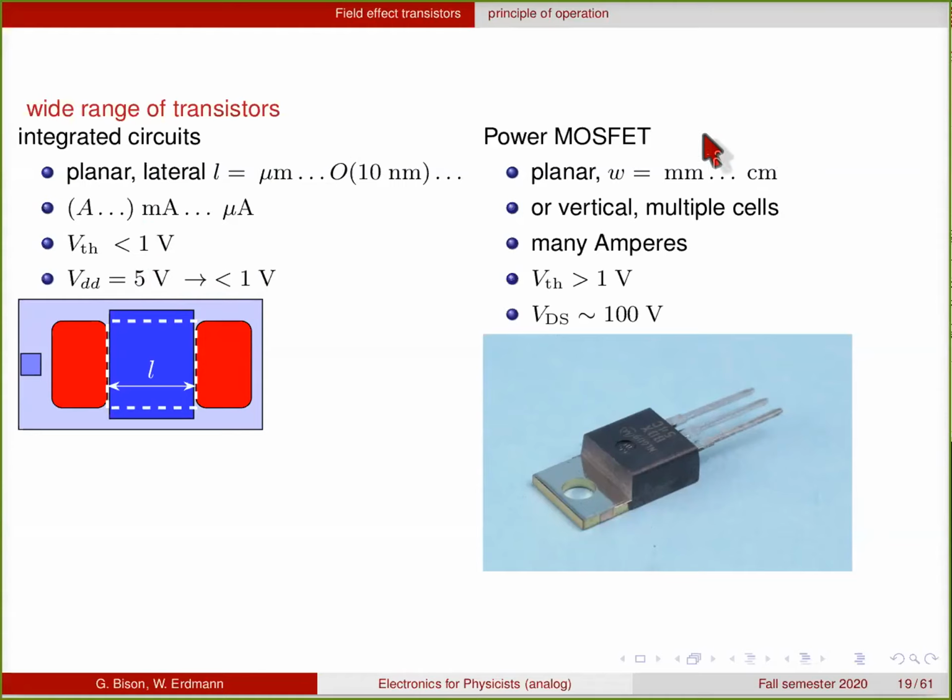On the other hand, you have these power MOSFETs, which are also in a planar technology, but usually have a quite different cross section. They're so-called vertical transistors, but the principle of operation is the same, so that doesn't change. These are made to control many amperes of current, and usually have threshold voltages that are much higher than 1 volt. They can stand drain source voltages up to 100 volt in some cases, even more. So these are really for switching power, and these are for amplification, for amplifiers and logic.